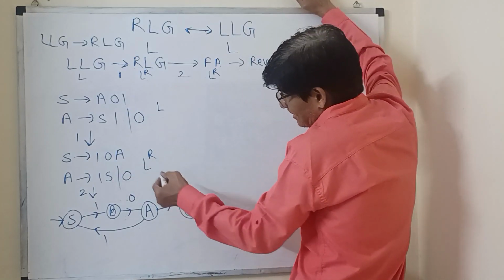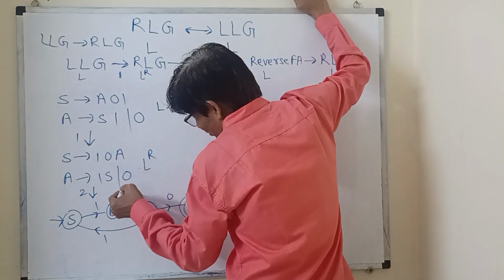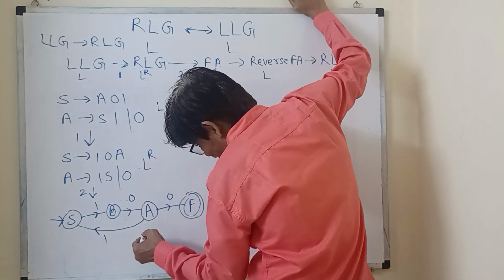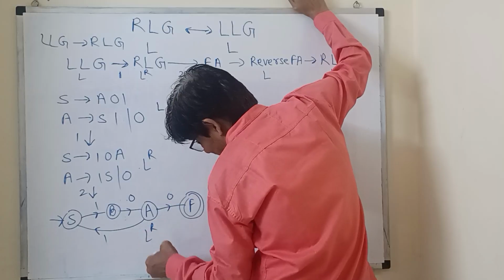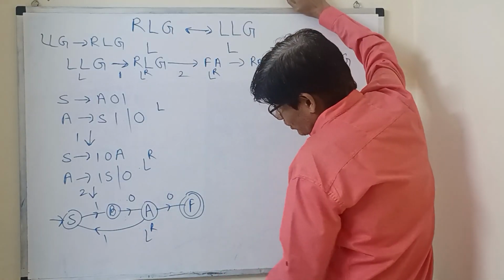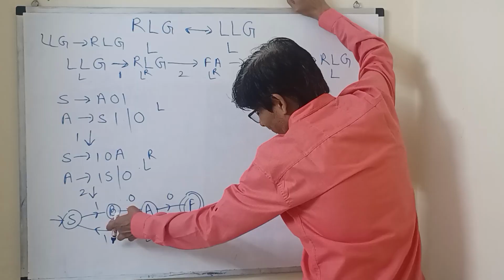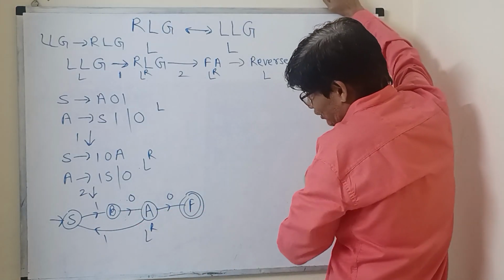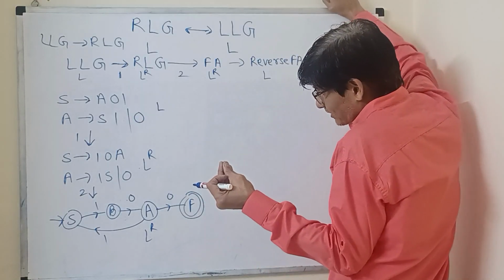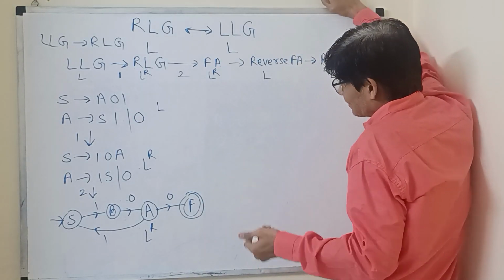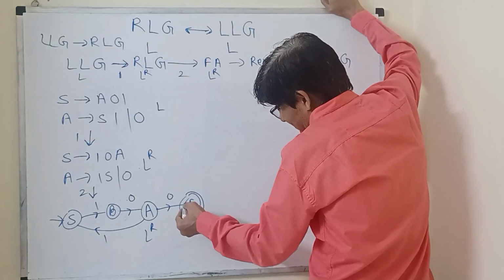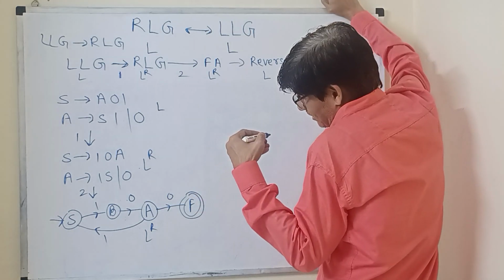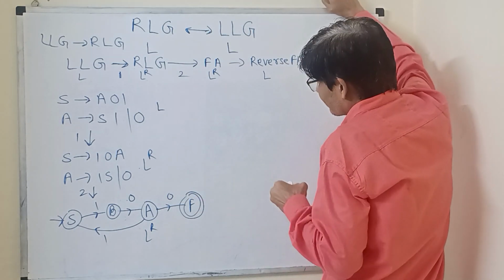As this particular grammar is generating the reversal of L, this finite automata will also accept the reversal of L. Now we need to reverse this finite automata so that it will accept the language L. So how to reverse that particular finite automata? We will interchange the final state and initial state, and reverse the direction of all transitions.